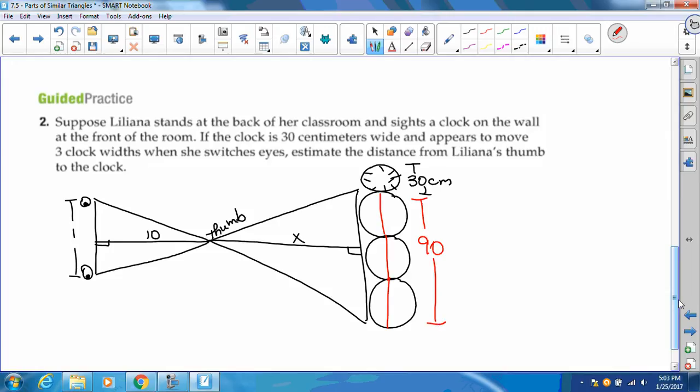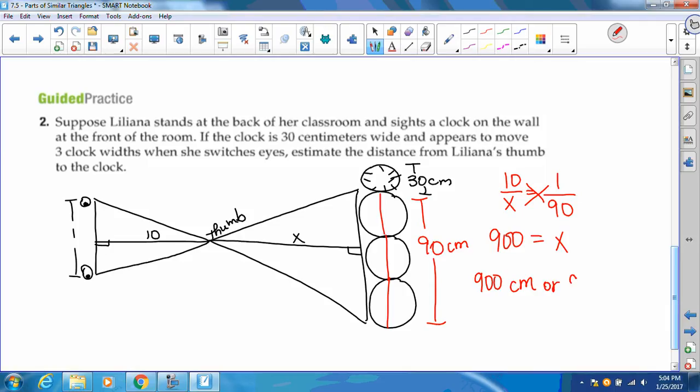So now we're going to set up our proportion. So our altitudes, 10 over x is equal to 1 over 30. Oh, not 30, 90. Cross multiply, so 900 equals x. And so the distance from Liliana's thumb to the clock, because this was representing centimeters, is 900 centimeters, or if you want to simplify that, put it in meters. And to put it in meters, remember you would divide by 100, and that would be 9 meters.